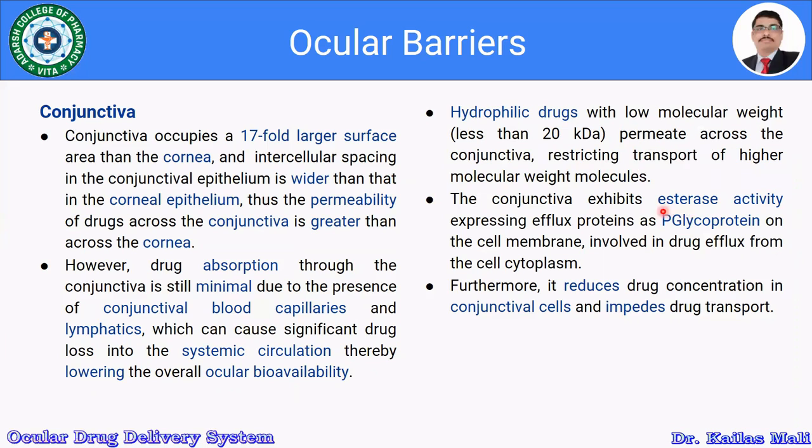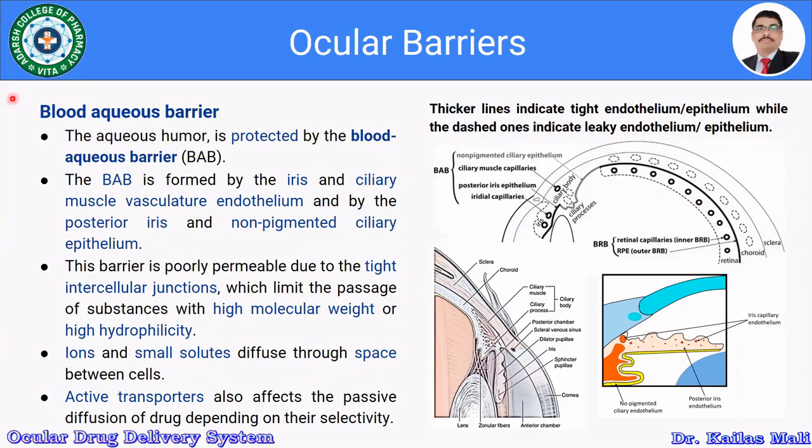The conjunctiva exhibits esterase activity, expressing an efflux protein, P glycoprotein, on the cell membrane, involved in drug efflux from the cell cytoplasm. Furthermore, it reduces the drug concentration in the conjunctival cells and impairs drug transport. Let us see the blood-aqueous barrier.